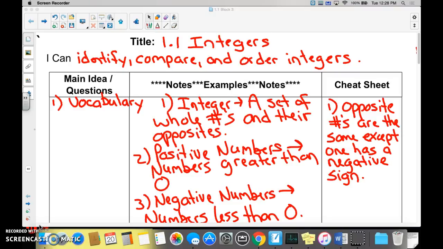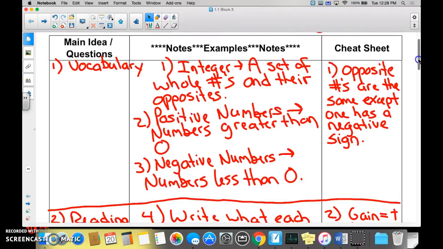Today we worked on 1.1, Chapter 1, Lesson 1, Integers. And you now all should be able to do what? What can you now do? Can somebody tell me what you now can do? Mary, can you tell me? I can identify, compare, and order. Can you all identify integers? Yes. Can you compare integers? Yes. And can you order integers? Yes. So the I can statement is what we should be able to do after the lesson is over.